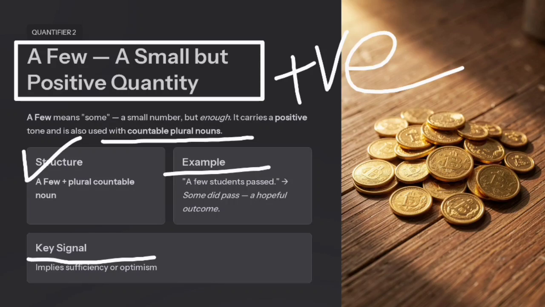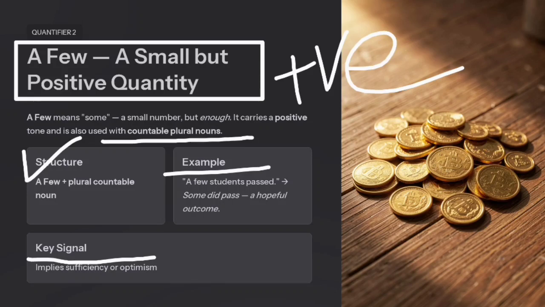hopeful, it's okay, it's sufficient, then you should use a few with the subject. And if the subject is a countable plural noun, then definitely you must use a few with its positivity. So this is what you have to understand, why we should use a few. If it's positive, then we must choose a few. If the subject is a countable plural noun, then definitely you can use a few. But if it's negative and also a countable plural noun, then few, not a few. So this is the big difference between few and a few.